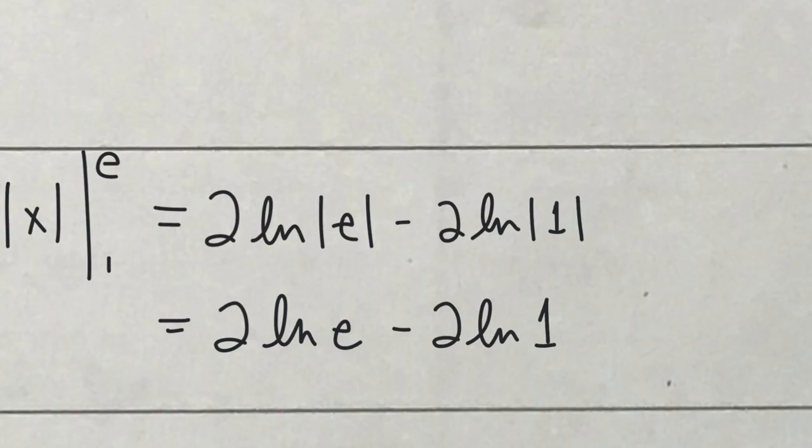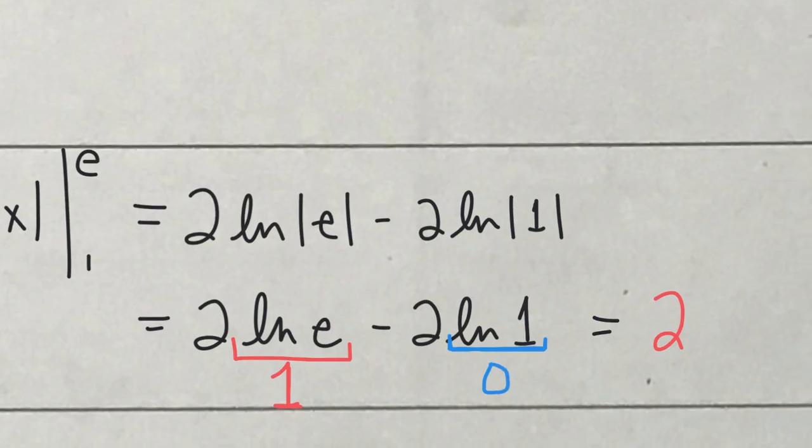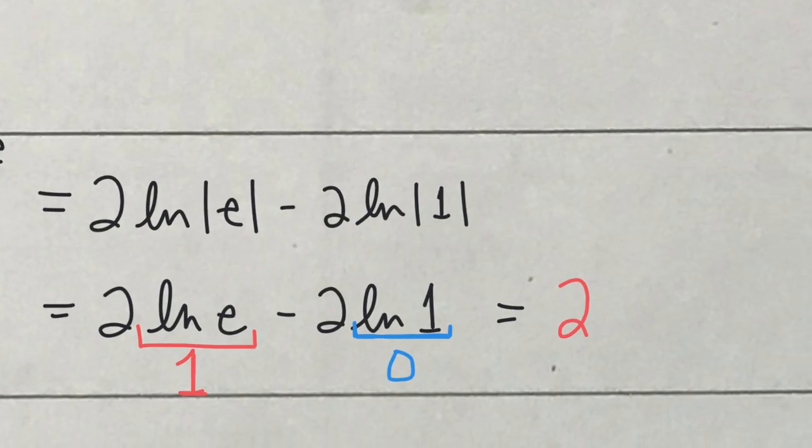Okay, what do we remember about our e's? What's the natural log of e also known as? 1. Oh, amazing. It's 1. So the natural log of e is 1. 2 times 1 is 2. And what's the natural log of 1? This one is 0. So 2 minus 0 is, well, that's just 2. I'm not even going to write the minus 0. So the answer here is 2.